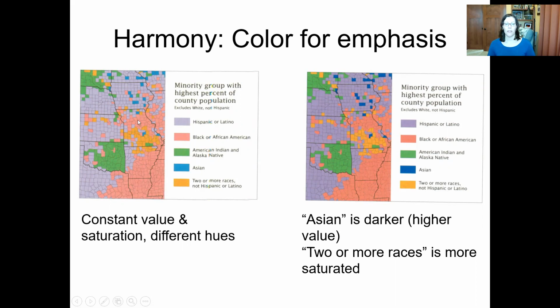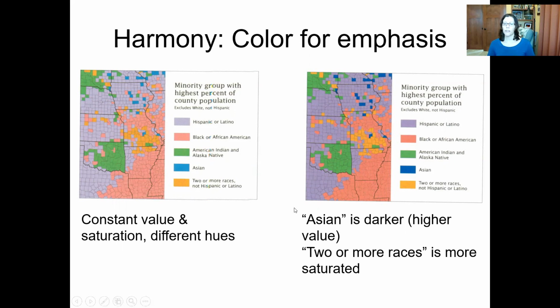Black or African American is fairly the more common minority group. Hispanic or Latino is a fairly common minority group, and American Indian or Alaskan Native, a fairly common minority group. The less common minority groups are Asian in the blue here, and the ones that are 2 or more races in the orange here. And so on the right side, what this map has done is to try to make those less common categories pop out just a little bit.